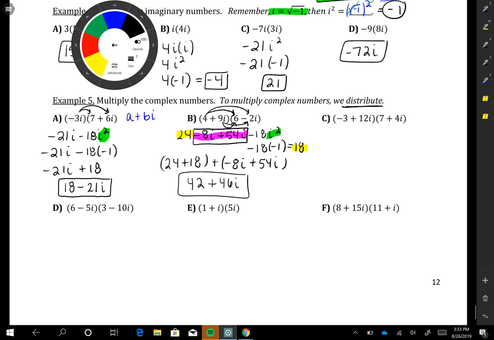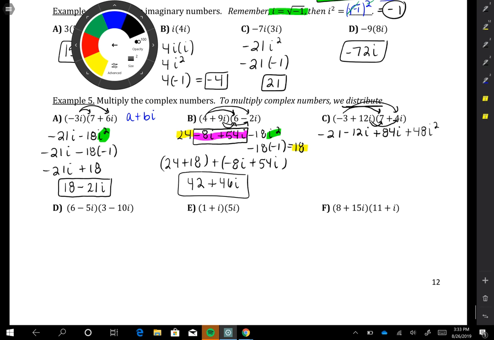Finally, let's do C. I would encourage you to pause the video right now and try it on your own and then see if you got the same thing I did. So we're going to start by distributing -3. -3 times 7 is -21. -3 times 4i is -12i. 12i times 7, go ahead and use your calculator, people, because I did. That's 84i. And 12i times 4i, that's a positive 48i squared.